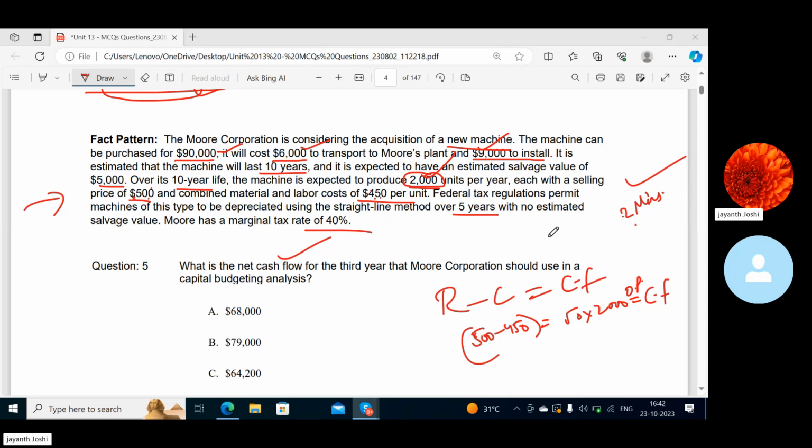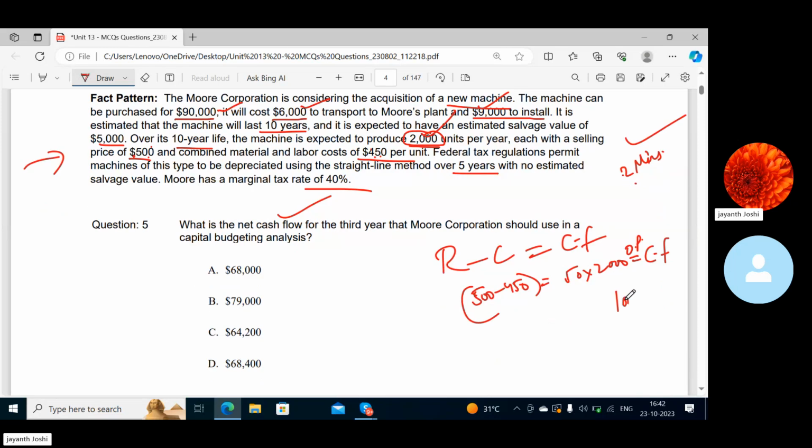Have you done it? So shall we solve? So see here, 1,100,000 is what we are getting as cash flows every year, right? Yes. And we need to remove the tax also from this, right? 60%. 60,000.